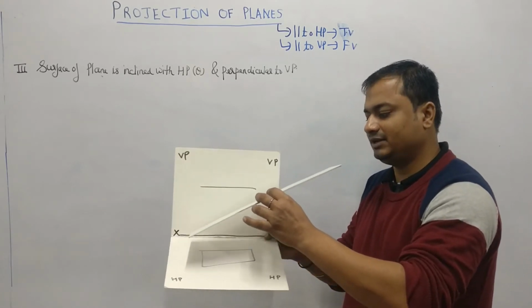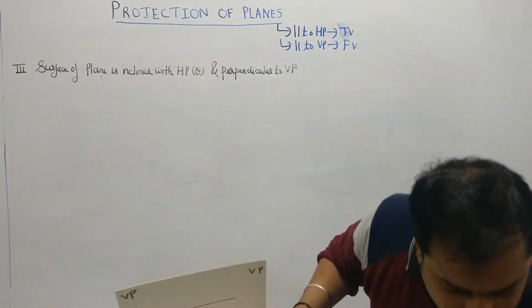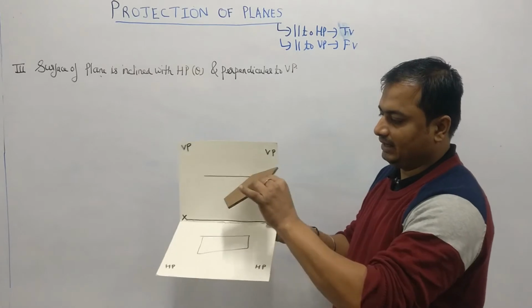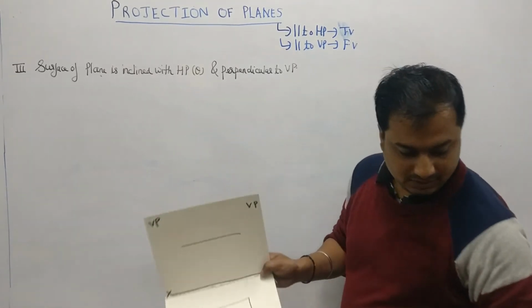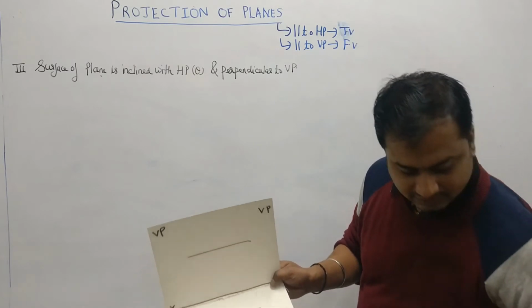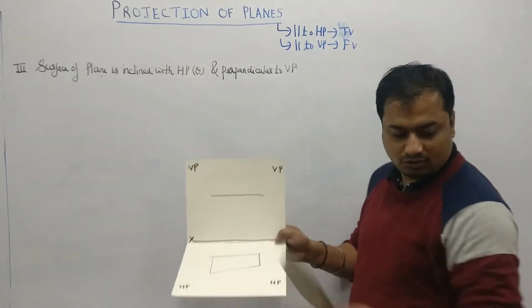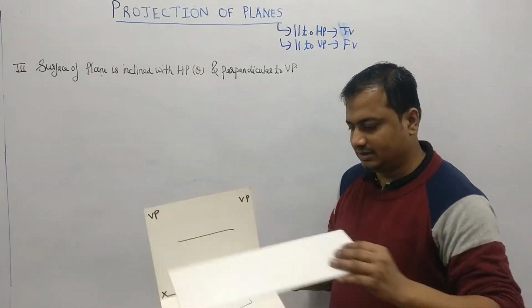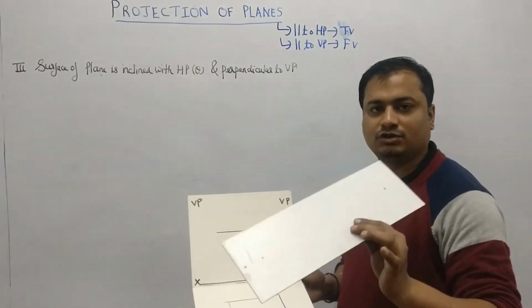So this is the case of surface of plane inclined with the HP. Now each and every plane is going to be like this only, whether it is a pentagon, so it's inclined like this and perpendicular to the VP, or a hexagon, so it is perpendicular to the VP and inclined with the HP. So all the planes will be inclined with the HP with an angle of theta. But we will be understanding the concept and the construction by means of this rectangle.